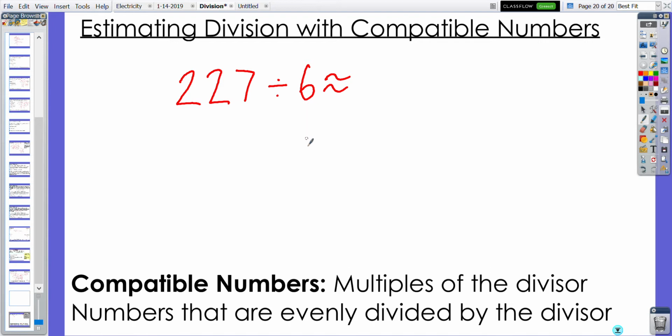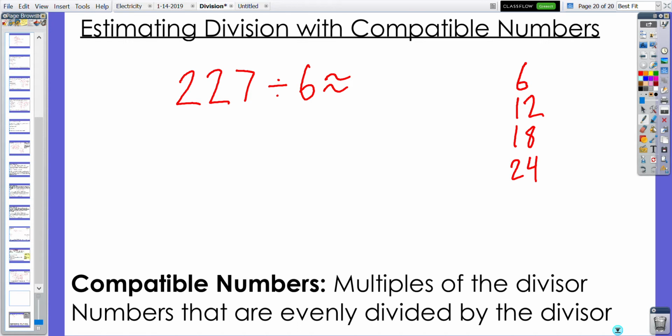So one thing I can do if I'm not so comfortable with this concept yet is start to list out the multiples of my divisor, again in this case 6. Multiples are just like counting by that number. So I have 6, counting by 6 is 12, 18, and 24. I'm going to stop right there.